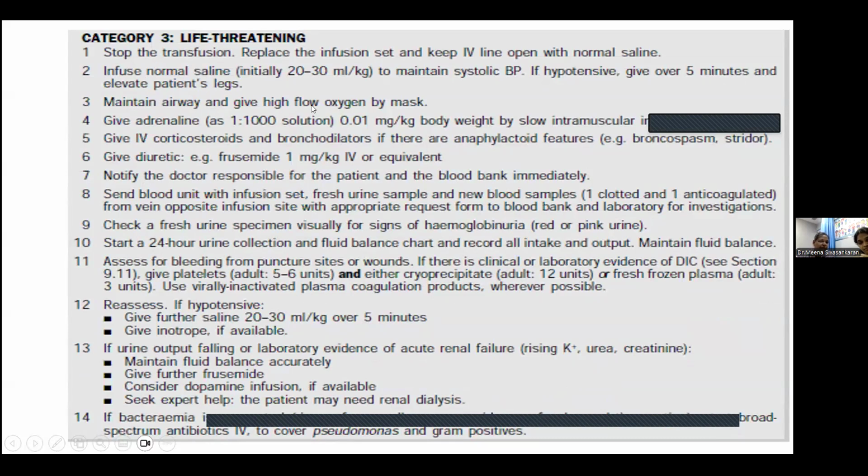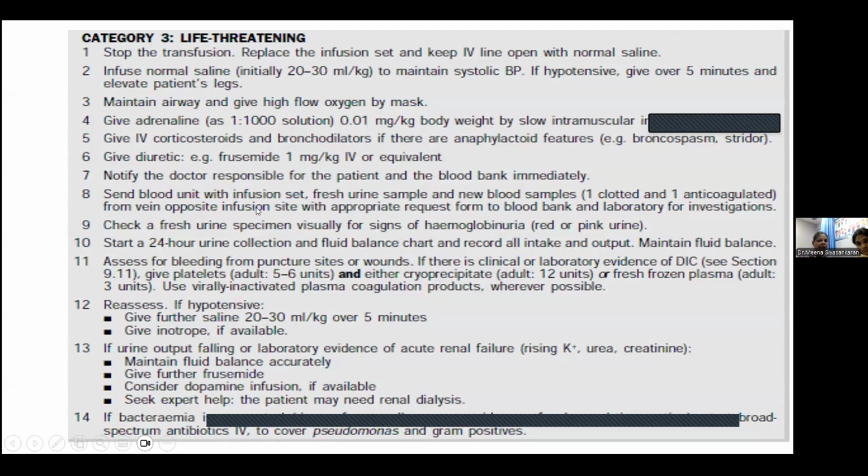Maintain airway and give high flow oxygen by mask. If saturation falls below 90%, give adrenaline 1 in 1,000 dilution, then as intramuscular. Give corticosteroids and bronchodilators if there are anaphylactic features. Give diuretic, example furosemide. Notify the doctor responsible and inform the blood bank immediately. Send the blood unit with the infusion set, fresh urine sample and new blood samples.